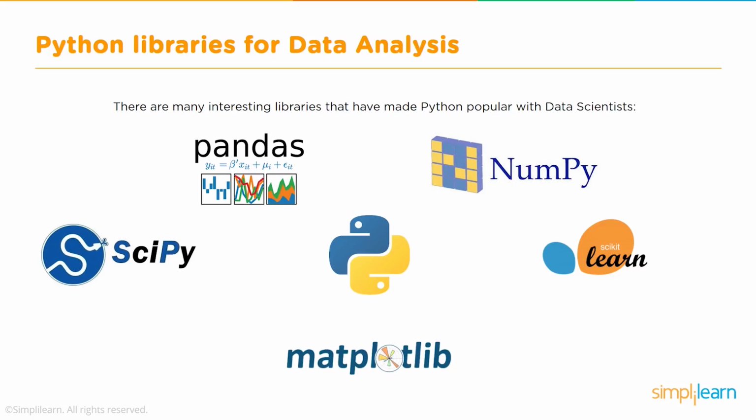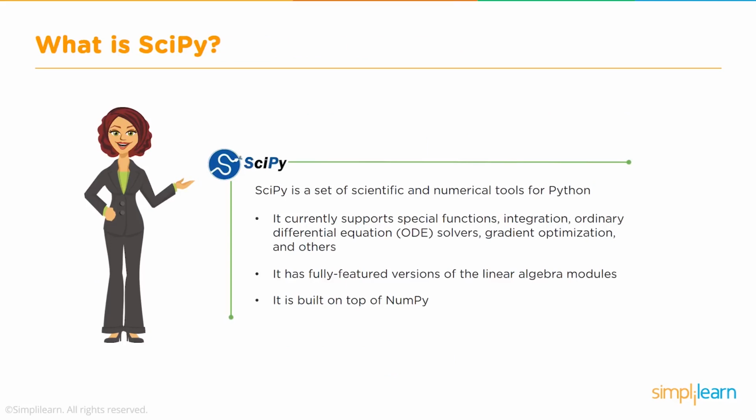And then Scikit-Learn is used for performing all the machine learning activities. If you want to do anything like linear regression, classification, or any of this stuff, then the Scikit-Learn library will be extremely helpful. Let's talk in a little bit more detail about each of these libraries.